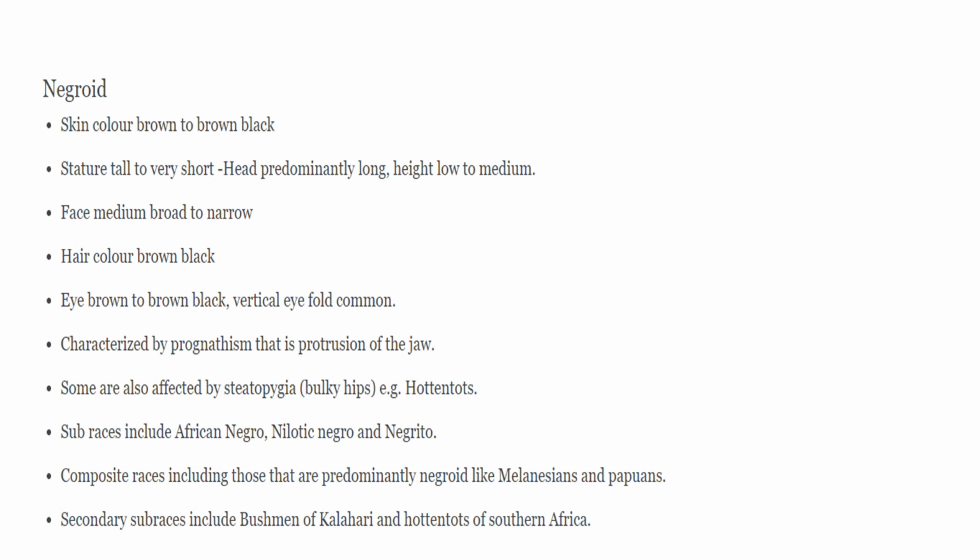is the Negroid type of race, and mostly this type of race is commonly observed where the temperature is high. So due to the high temperature, the skin color of this race is brown to brown black. Then another characteristic of this Negroid type of race is that their stature is tall to very short, head predominantly long, and height is low to medium. Then the face is medium broad to narrow.